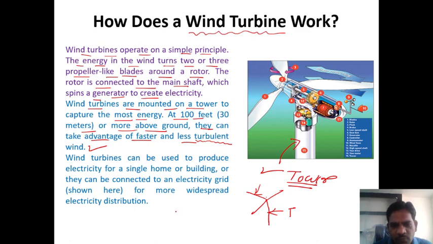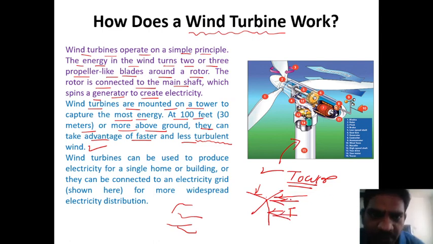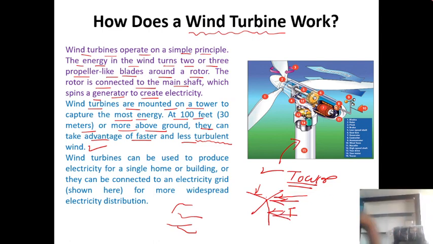Turbulent means the flow is like that. This is the turbulent nature. So if you increase the height, the wind flow is very smooth, guys. Here the nature of the flow is very smooth. This is the operation of the wind turbines. So at the top position, the height of the tower is very high. What is the height? The height is above 100 feet or 30 meters.